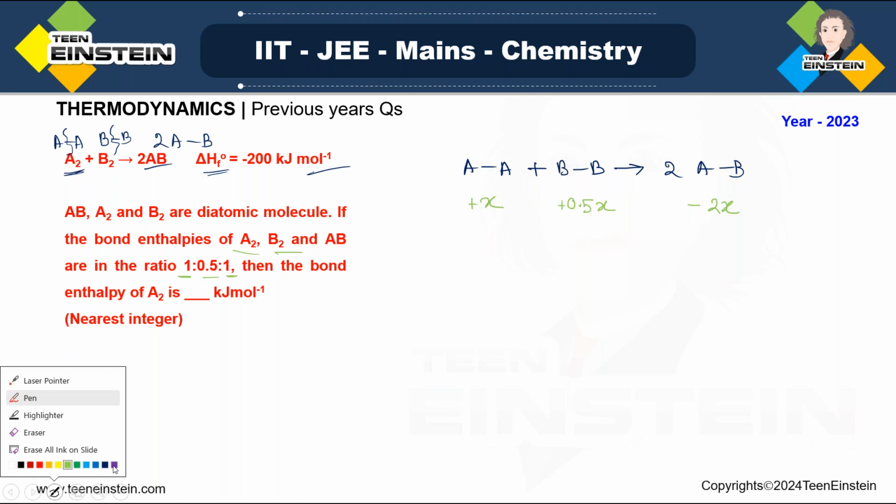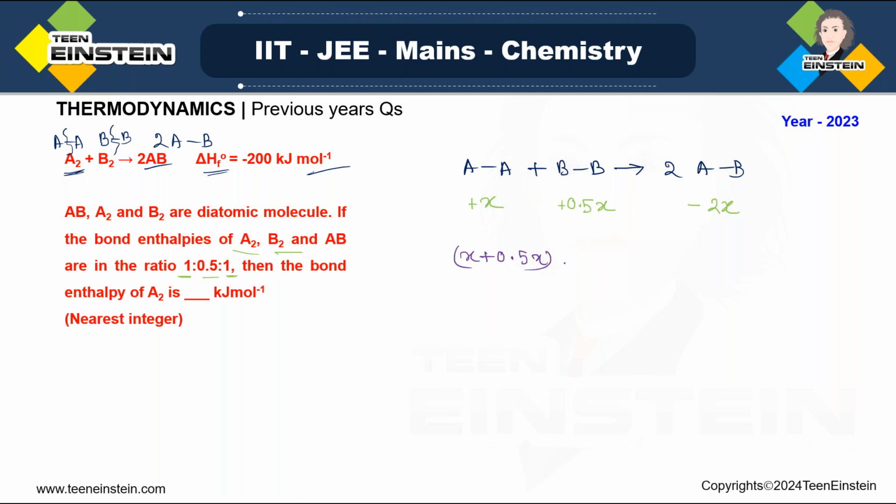Ultimately, we can write x plus 0.5x minus 2x. Now this must be equal to minus 2 into 200. Now why am I doing so? Because see, enthalpy of formation, it means what? Here it is the total amount of energy that is released or produced.